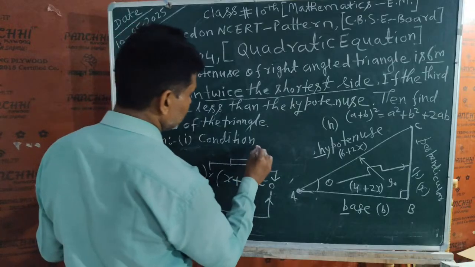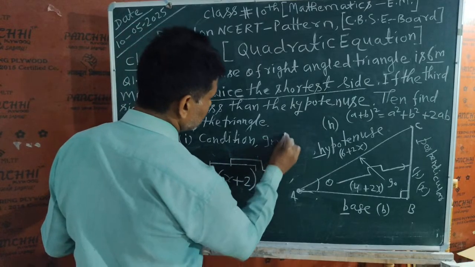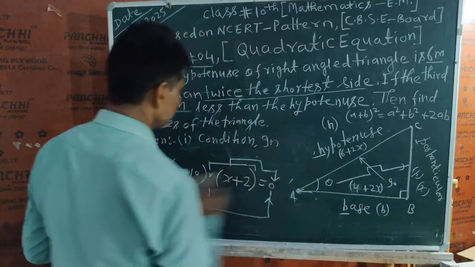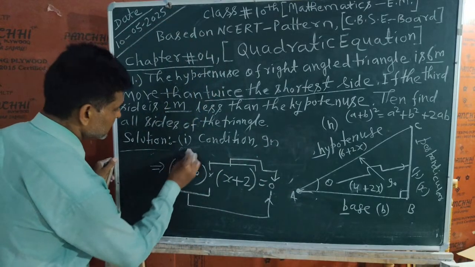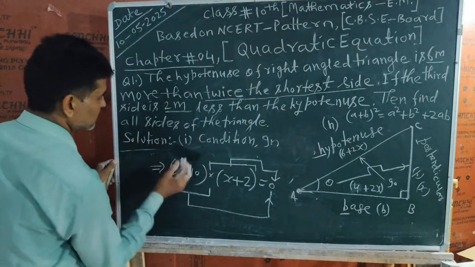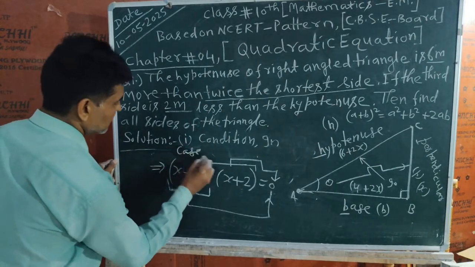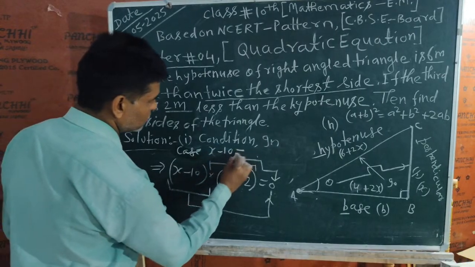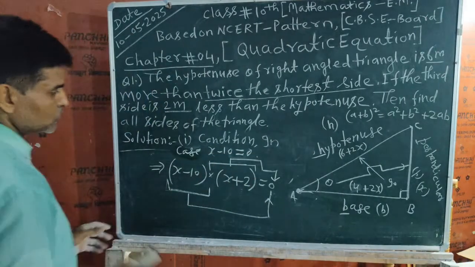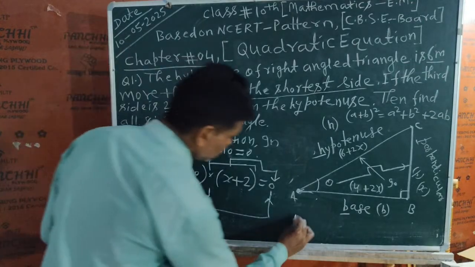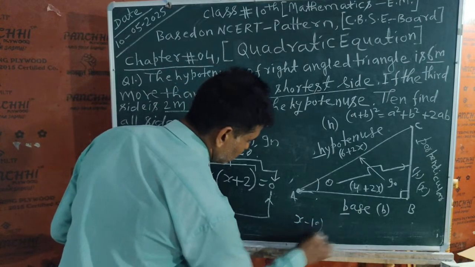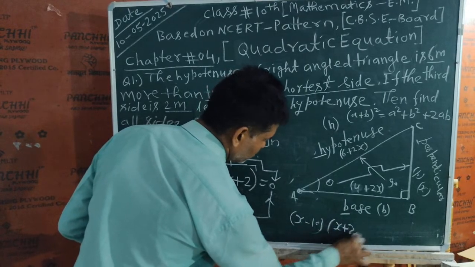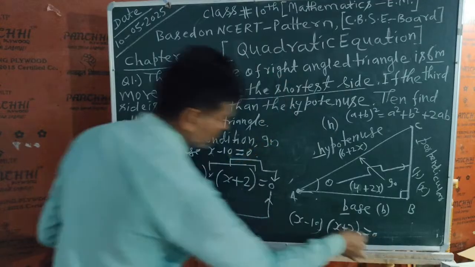Condition number 1. In this case I will write x minus 10 which is equal to 0. Okay, students. So further I am going to write here x minus 10 into x plus 2 which is equal to 0. I have written here.